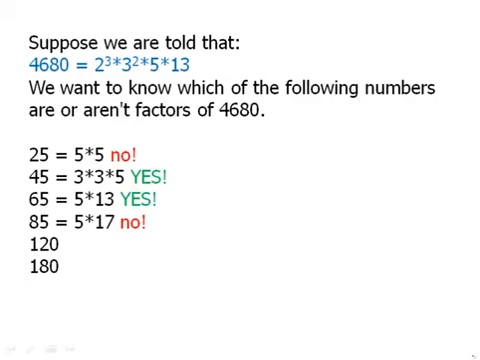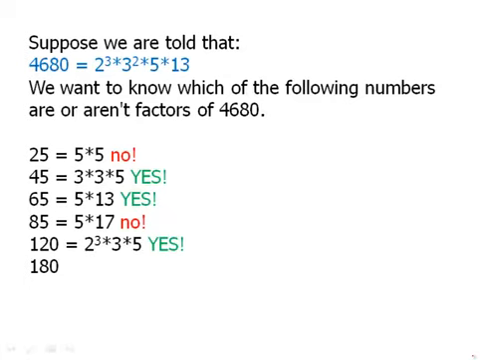120, well, that is 40 times 3. 40 is 8 times 5, so we have a 3 and a 5 and then an 8, which is 2 times 2 times 2. Well, we have a 2 cubed, we have a 3, and we have a 5, so we're all set. That means this would be divisible by 120.